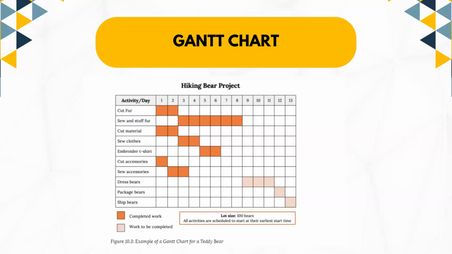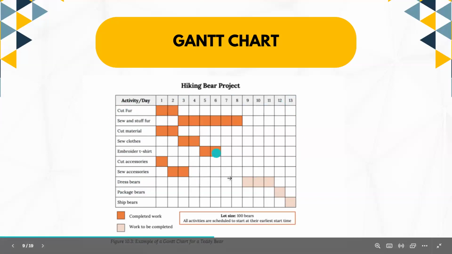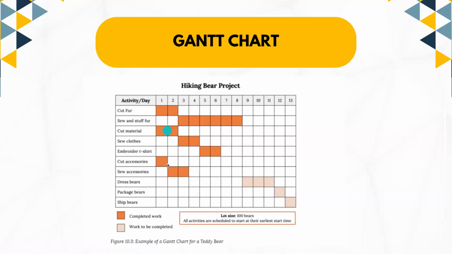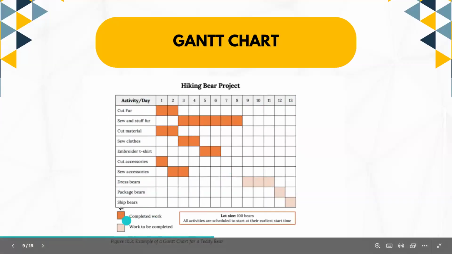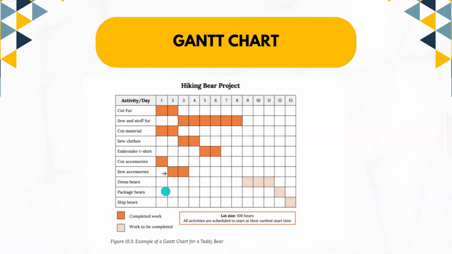Here's a visual representation of a Gantt chart for a hiking bear project. You can see here, there are 9 different activities needed to complete the hiking bear project, and it will take a total of 13 days to complete this project. Now, for every work completed, it will be in dark orange. For the work that is yet to be completed, it will be in light orange. So let's look at how this works.